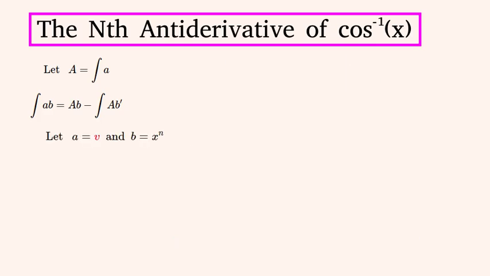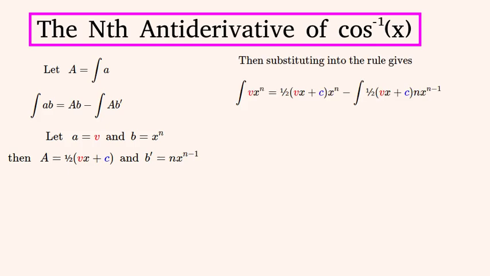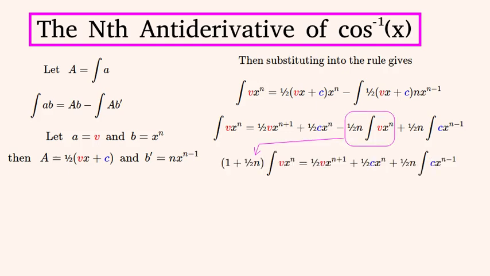So now to find the equation to find the integral or antiderivative of v times x to the power of n, we'll start with this integration by parts rule and substitute these values in for a and b. And we can derive these values for capital A and B dash. And then we'll substitute these values into the rule. Then we'll expand all the brackets. Then we'll get all of the integrals of v times x to the power of n onto one side of the equation. Then we'll simplify this fraction term.